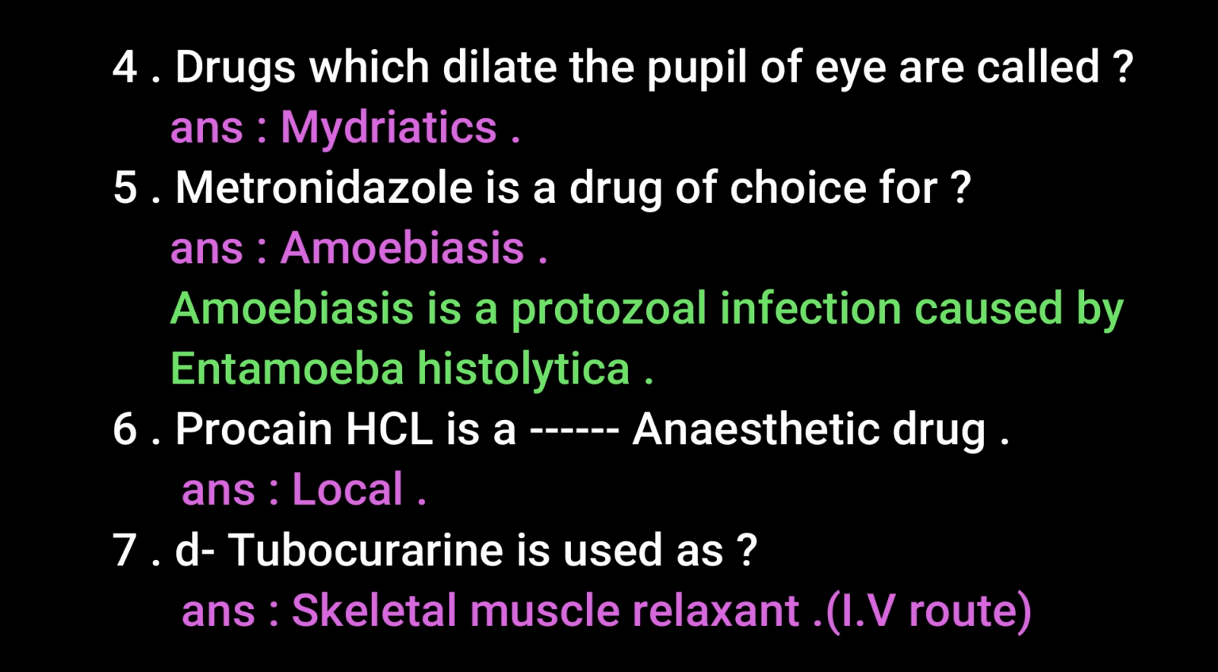Procaine hydrochloride is also called Novocaine. It has a similar onset of action but short duration compared to other local anesthetic drugs. 7. D-tuberculin is used as a skeletal muscle relaxant. It is given intramuscularly or intravenously as a skeletal muscle relaxant to secure muscle relaxation in surgical procedures without deep anesthesia.